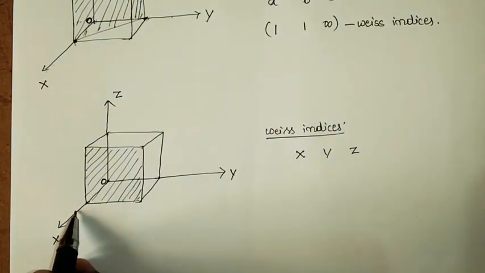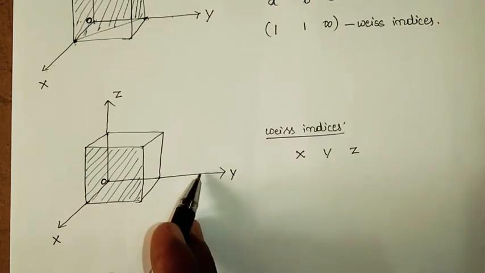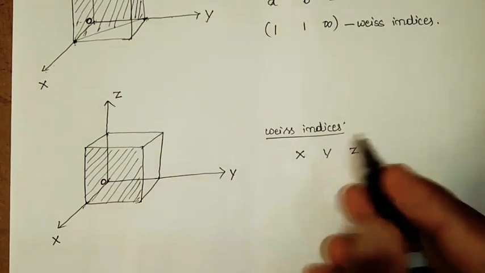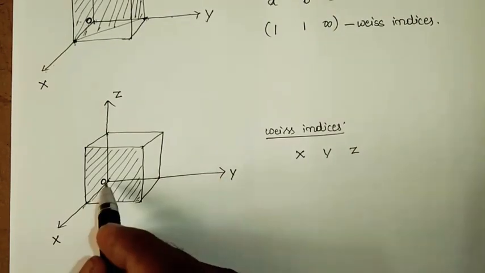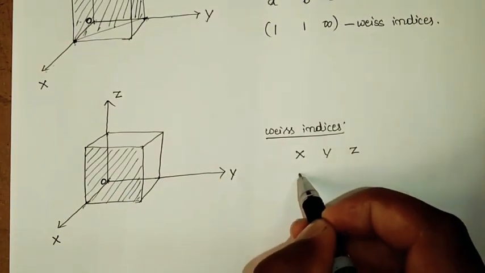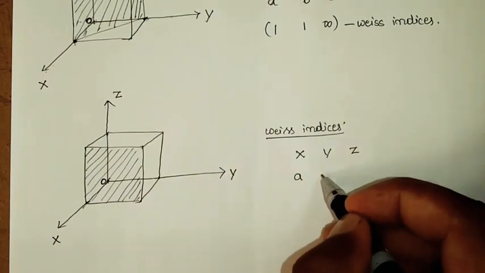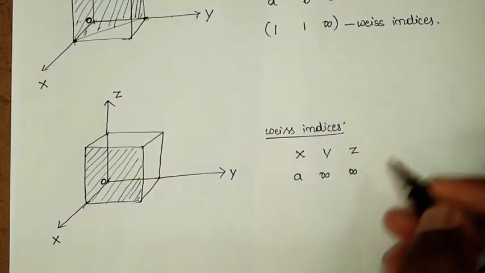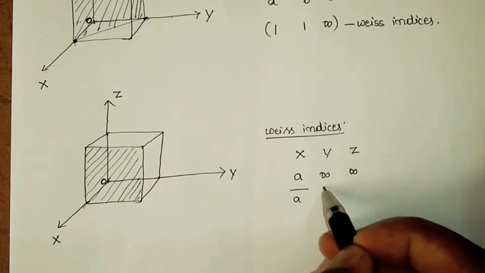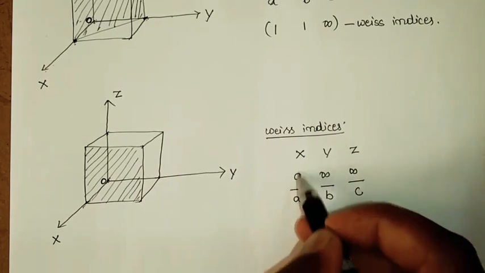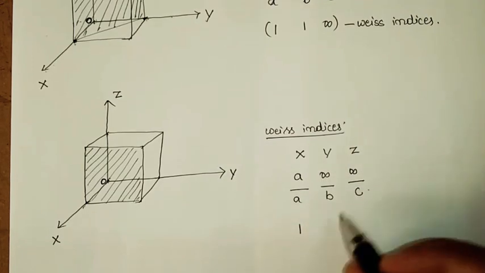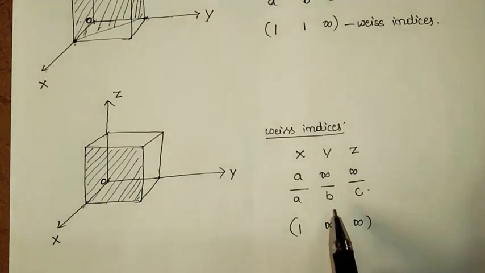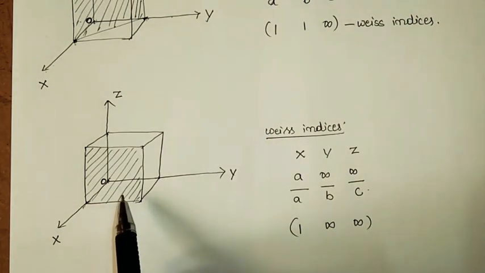So this plane has orientation along the x-axis, and there is no orientation along y and no orientation along the z-axis. It has a complete orientation along the x-axis, so the full edge is covered, and I can consider this as A. There is no orientation along the y-axis, so it is infinity. And there is no orientation along the z-axis, so it is infinity. Divide by the unit lengths A, B and C. These two get cancelled and we get 1, so by omitting these two terms we take infinity. And these are the Weiss indices for this particular plane.